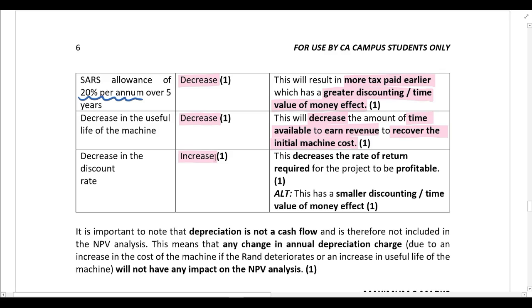I'll look at the factors over here with you as well, just so that you understand the time value of money impact. But it decreases the rate of return that is required for the project to be profitable, which will cause the net present value to increase. Or what you could have said as an alternative is it has a smaller discounting or time value of money effect. So again, let's just jump to that table so I can compare two different discount rates with you and you can see what I'm talking about over here.